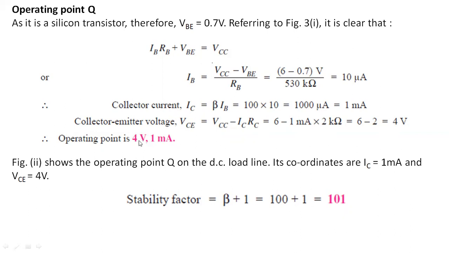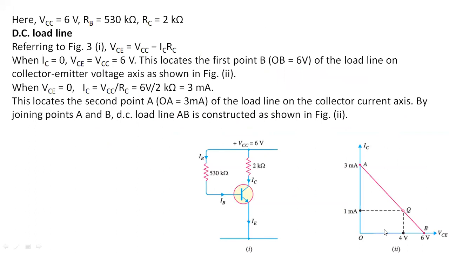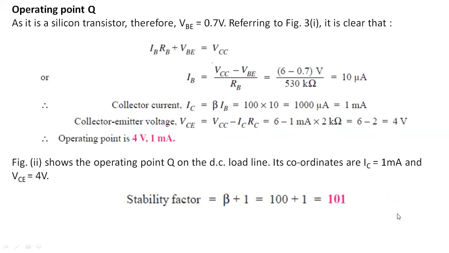So this is the Q point, the value of VCE and the value of IC, that we plot here. Of course, that point is always going to be on this load line, at 4 volt and 1 milliampere. That was the Q point and DC load line calculation. Now, the stability factor: for a particular transistor, it is calculated as beta plus 1, which gives the answer 101. That is the stability factor of this particular transistor.